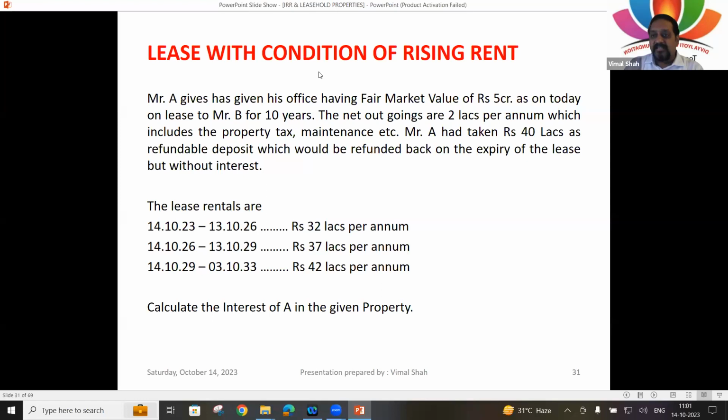Now lease with conditions of rising rent. Now this can be more of a practical kind of example. Yeah, Vikas ji. Sir, you have to unmute yourself.